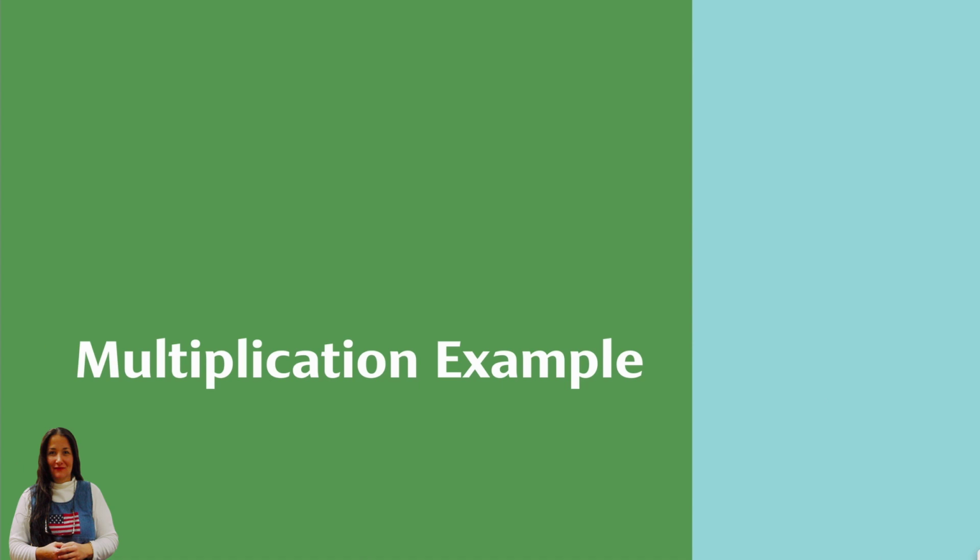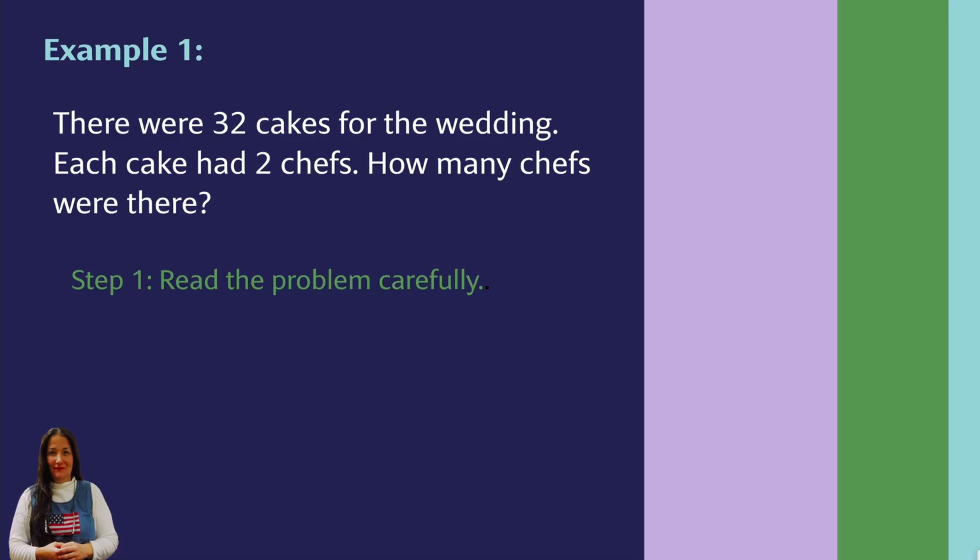Multiplication example. Read the problem carefully. There were 32 cakes for the wedding. Each cake had 2 chefs. How many chefs were there?